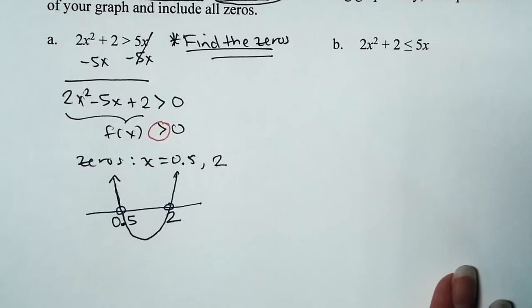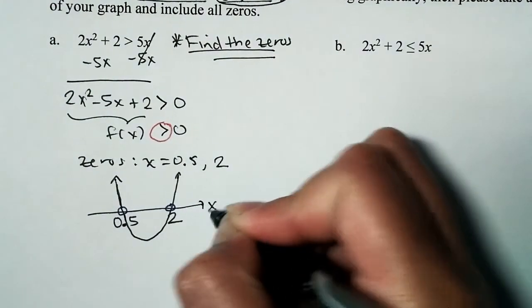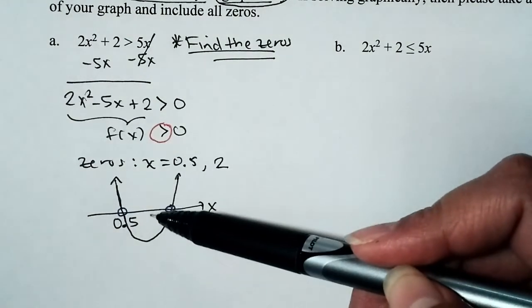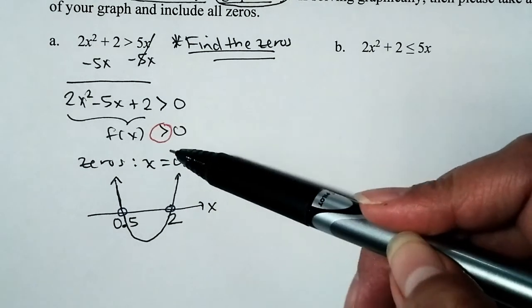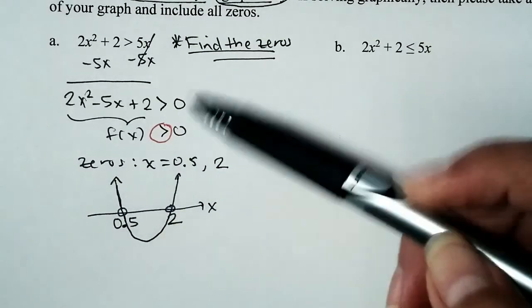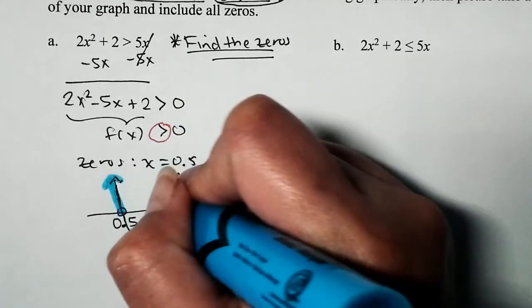So the question of the hour is, where is the function greater than 0? Remember, this is the x-axis. I didn't want to put the y-axis because it's in my way. Where are the function values greater than 0? Remember, values above the x-axis are positive, and values below the x-axis are negative. So we want to locate the region where all the function values are greater than 0. It's going to be these tips right here, above the x-axis.